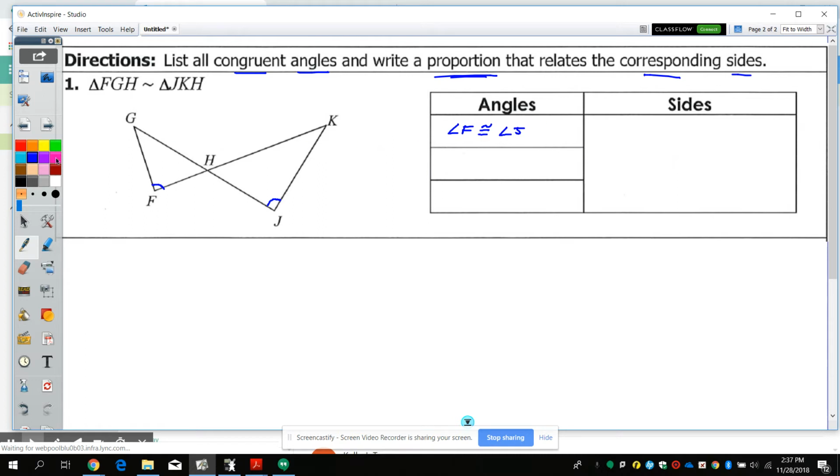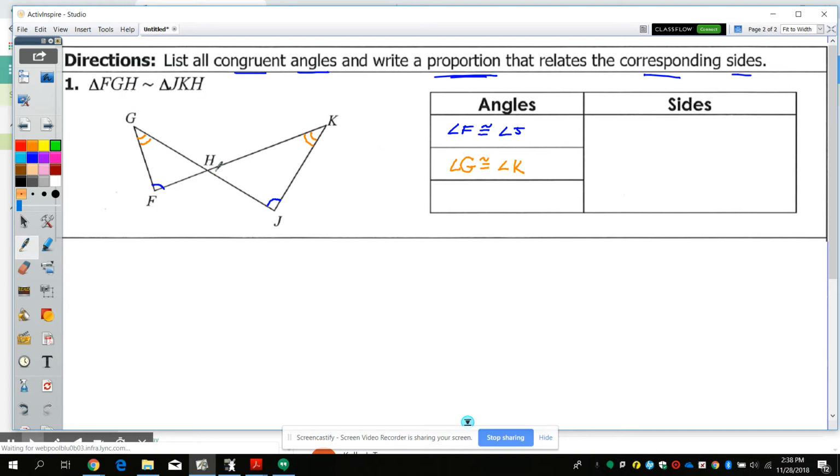All right, let's go with orange now. So next angle that's congruent, G. So here's angle G. And angle G is going to be congruent to angle K. Okay. Angle G congruent to angle K. And we'll go green here. Notice the third one here, H congruent to H.